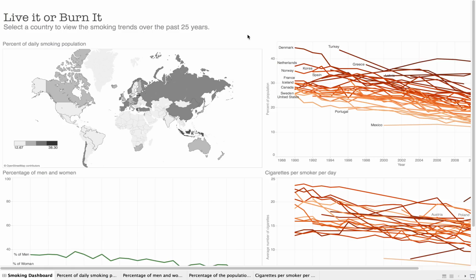So this is data displaying the trends of smoking throughout the world over the past 25 years. And this is the unfiltered version. On the left, we have this geospatial graph, which displays the percentages of smoking populations within certain countries. And so darker shades of gray mean higher smoking.